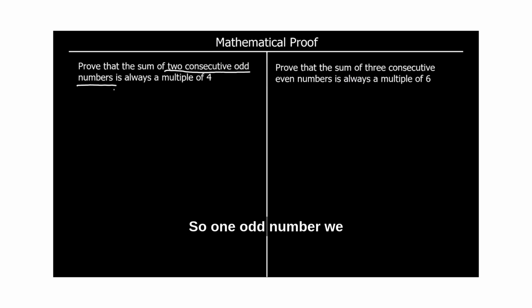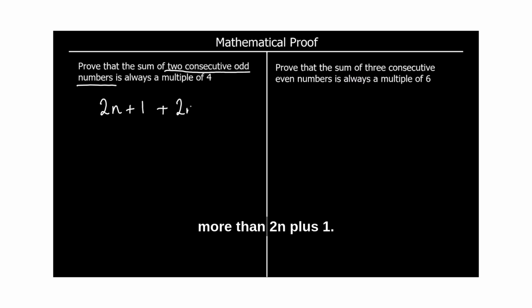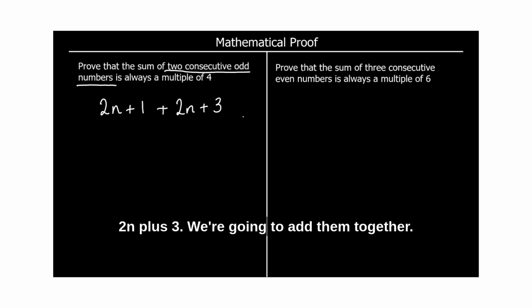So one odd number we can say is an even number, 2n, plus 1. So that's an odd number. We want the sum of that and the next odd number. So the next odd number is going to be 2 more than 2n plus 1. So 2n plus 3. So 2n plus 1 is an odd number, and the odd number after it is 2n plus 3. We're going to add them together.